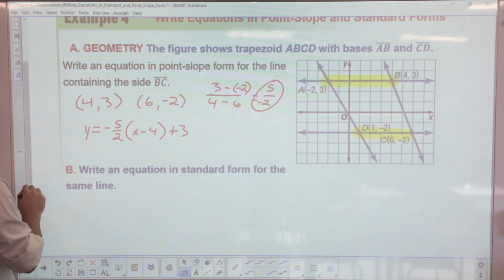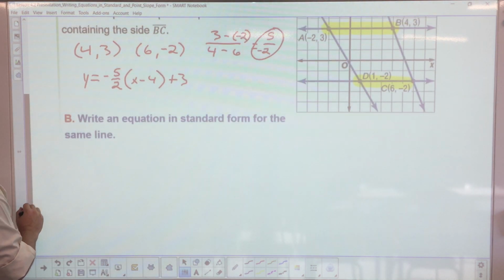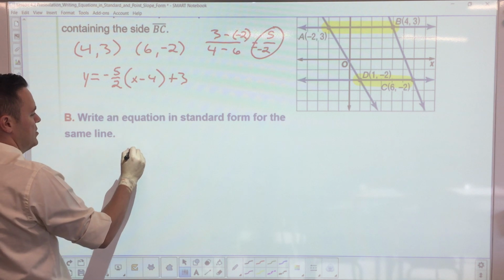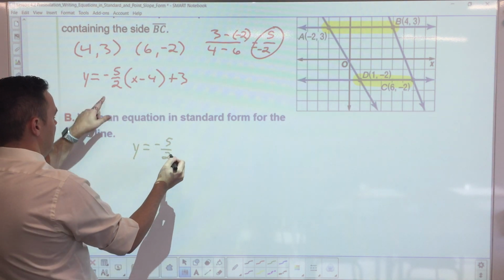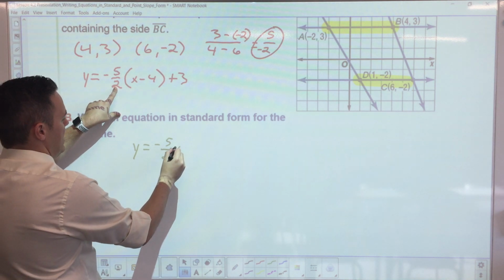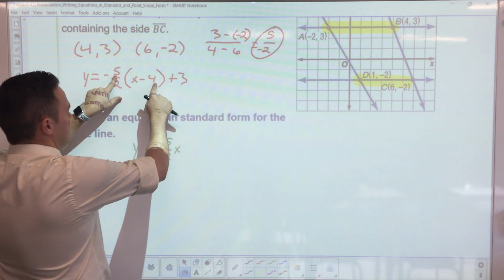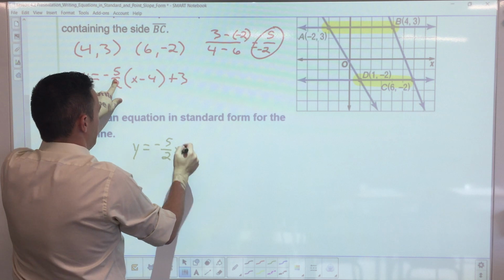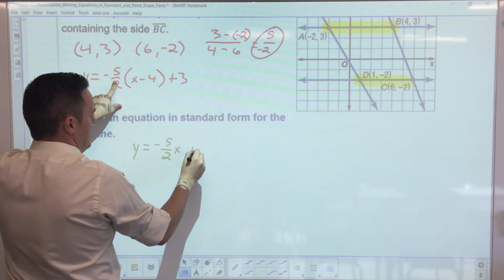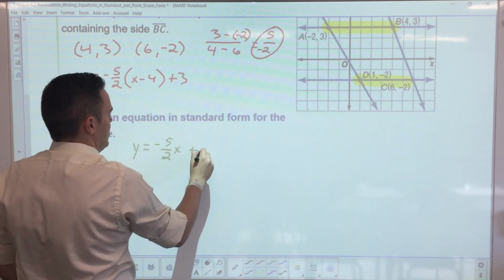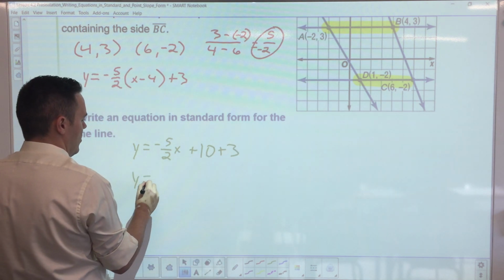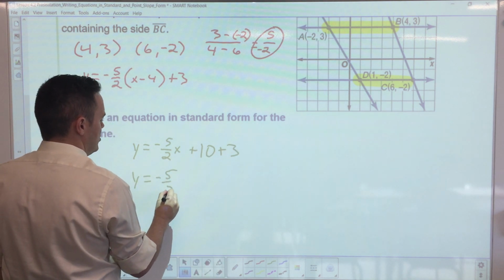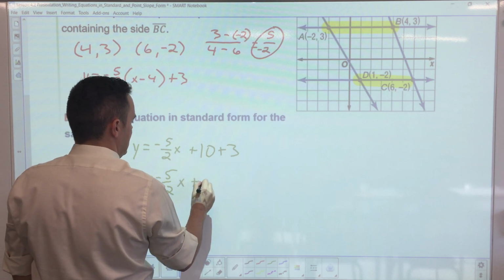But what I'm not done with is down here. Write the equation in standard form. If I'm going to do it in standard form, let me finish it off here. Let me distribute. So this is going to be x, and then negative 4 times negative 5 is positive 20. Positive 20 divided by 2 is 10, plus 3. Then you finish it off: y equals negative 5 over 2x plus 13.